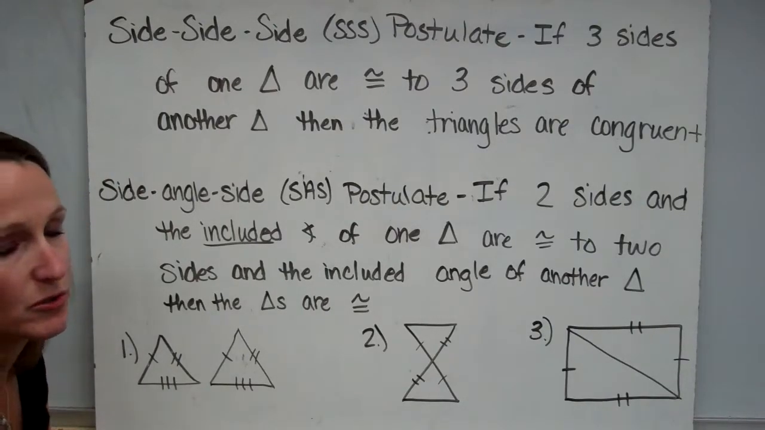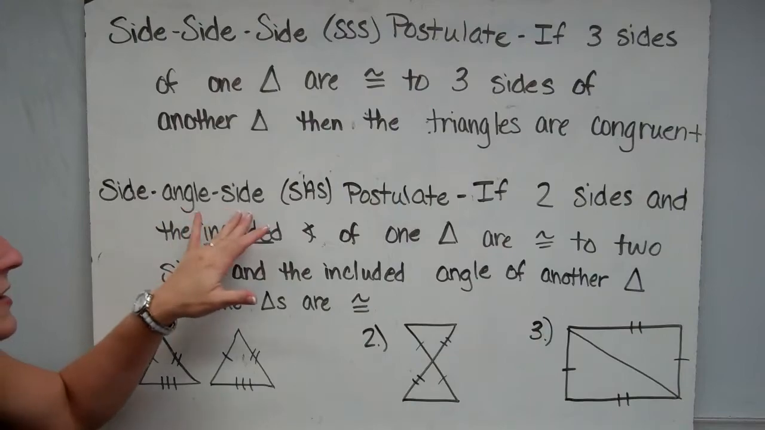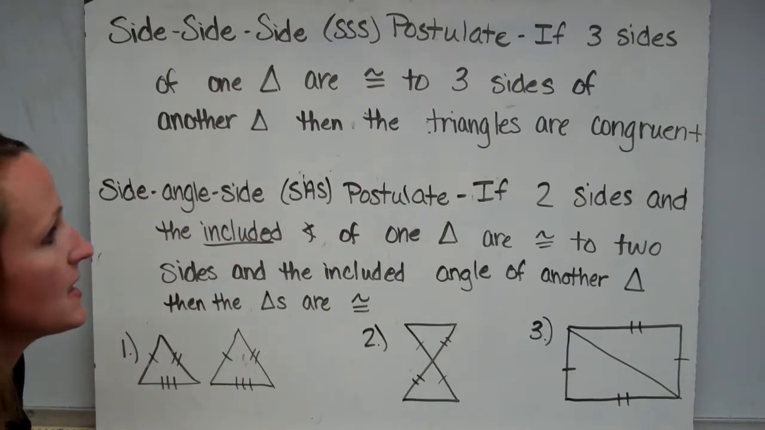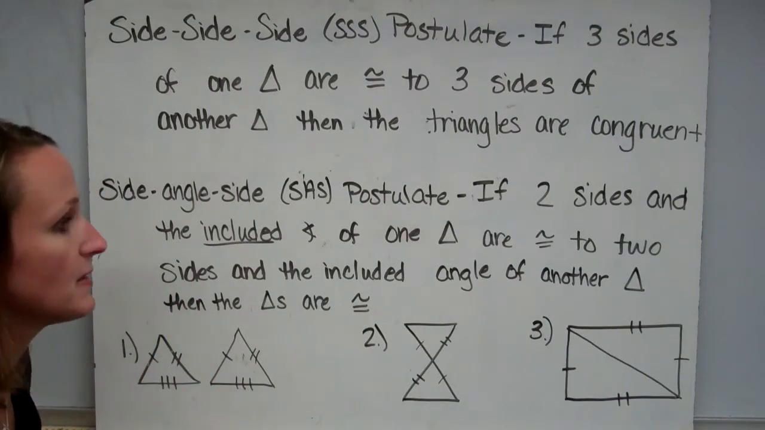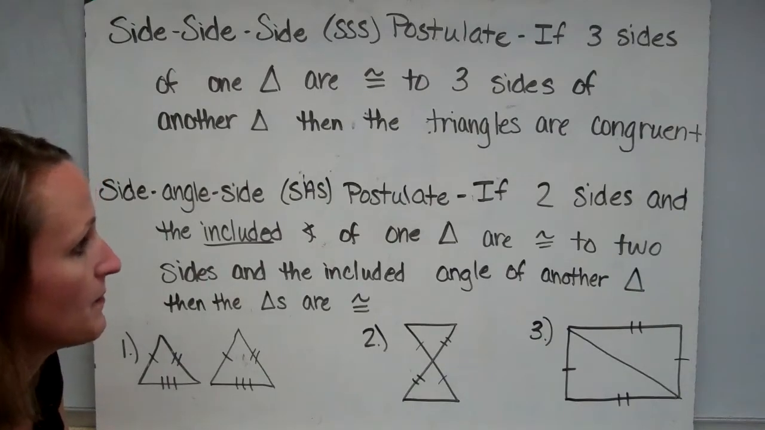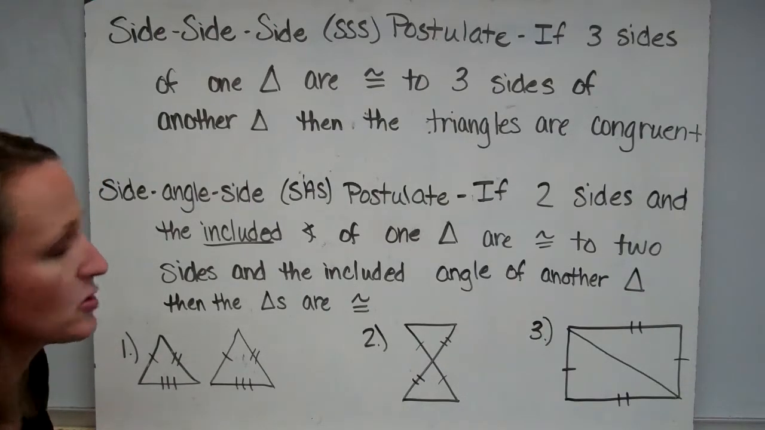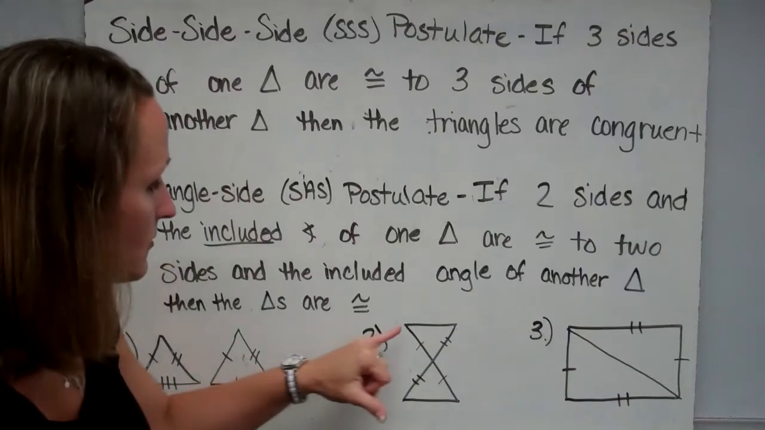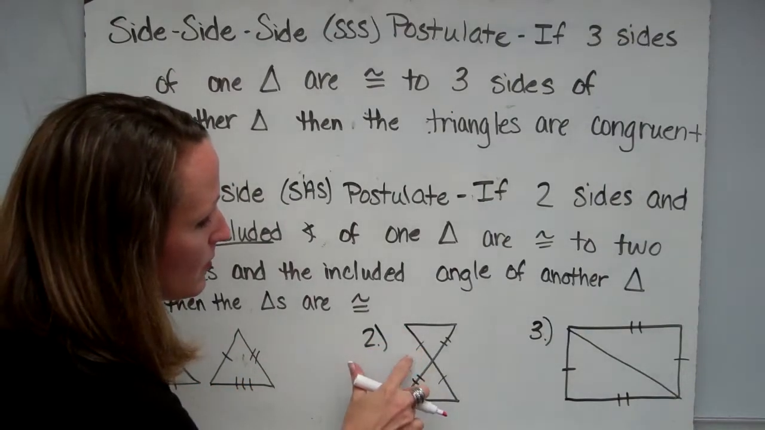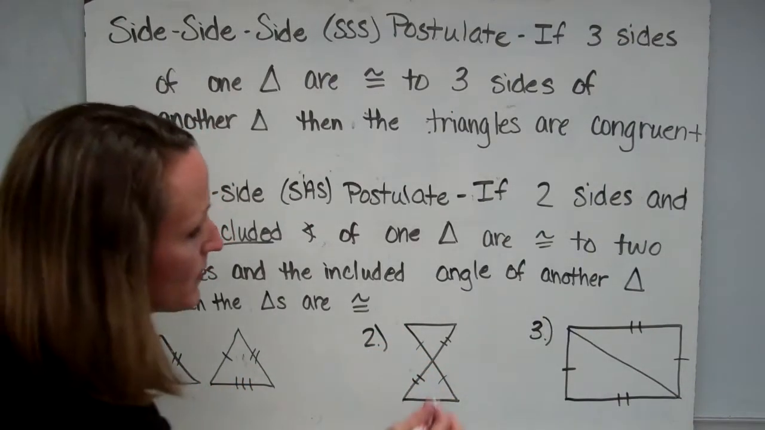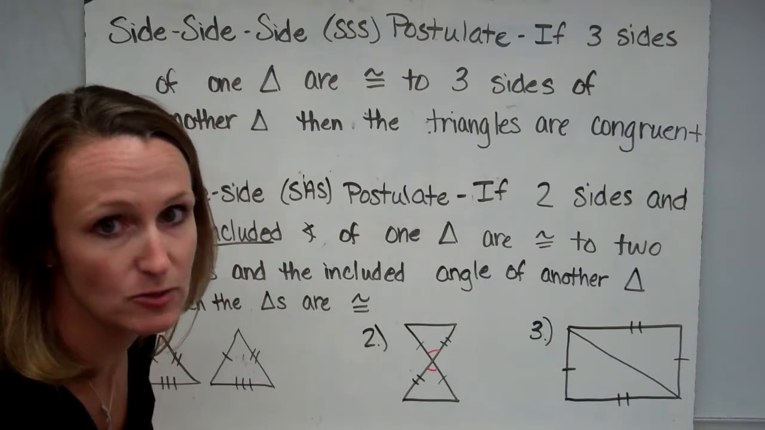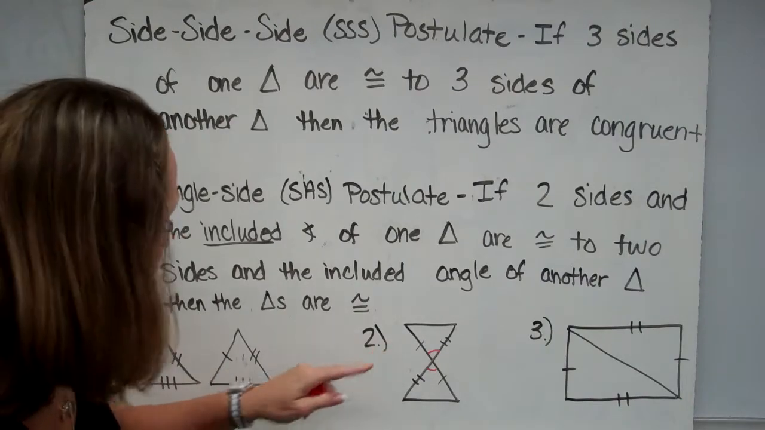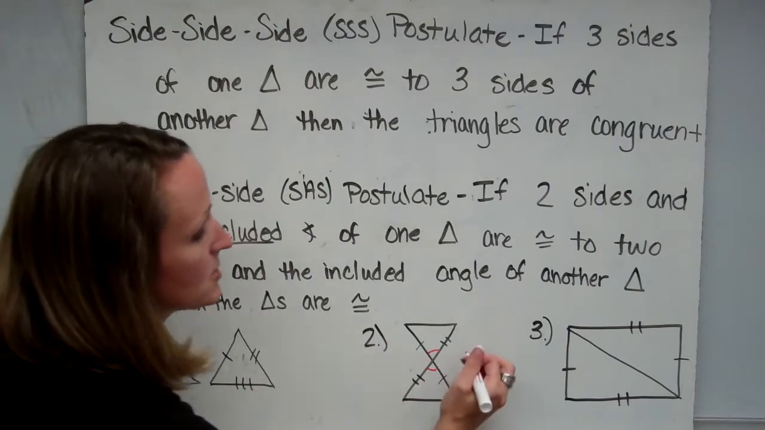Another congruence postulate is side-angle-side, or SAS postulate, and it says if two sides and the included angle of one triangle are congruent to two sides and the included angle of another triangle, then the triangles are congruent. So if you look at example 2, we see our two sides. Remember, we know that this angle is congruent to this one due to the vertical angles postulate. So we can say that this triangle is congruent to this one through SAS.